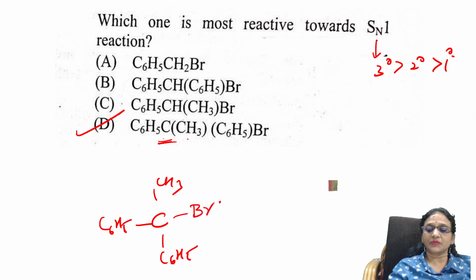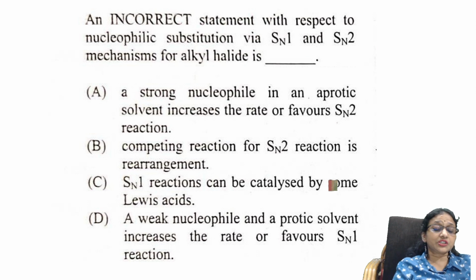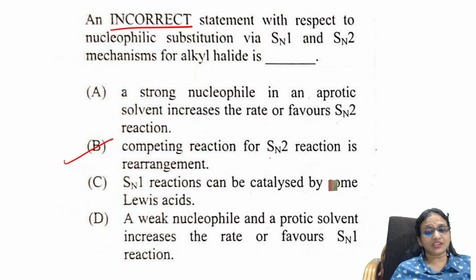So tertiary. Next question. An incorrect statement with respect to nucleophilic substitution reaction via SN1 and SN2 mechanism. Remember, this is the correct option. Why? Competing reaction of SN2 is rearrangement? No. In SN2, there is no rearrangement. There is inversion of configuration. Yes, but with respect to nucleophilic substitution via SN1 and SN2 mechanism, this is the wrong statement.